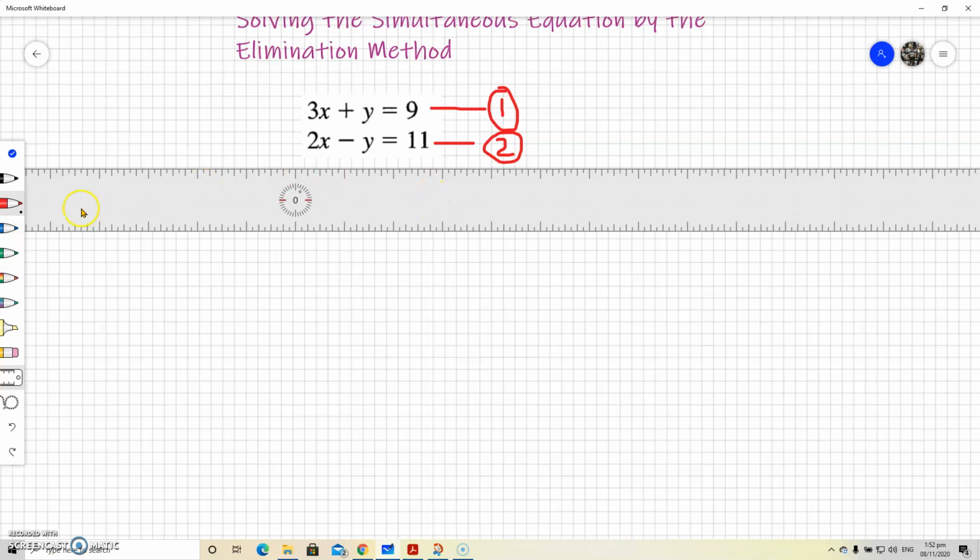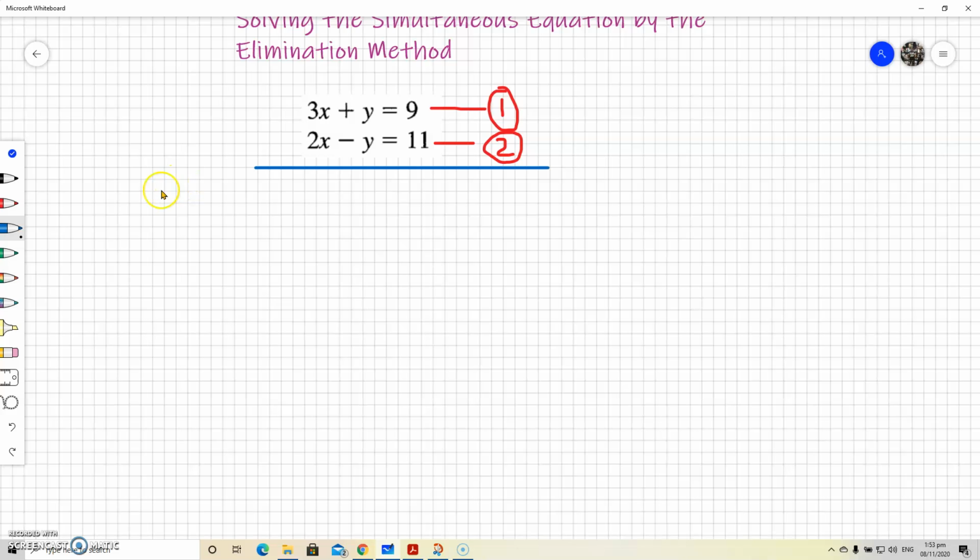Alright, so we're going to add. Just making this clear here, what am I going to do? I take equation 1 and I add to equation 2. So 3x plus 2x is 5x. Remember, we said that they have plus y and minus y. If you add this, you get 0y. So you get rid of the y term.